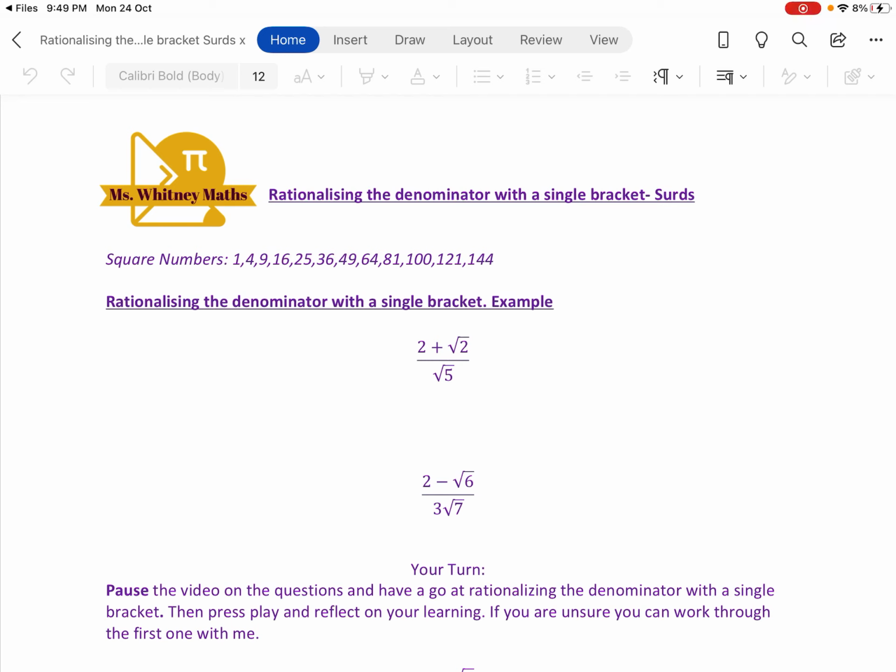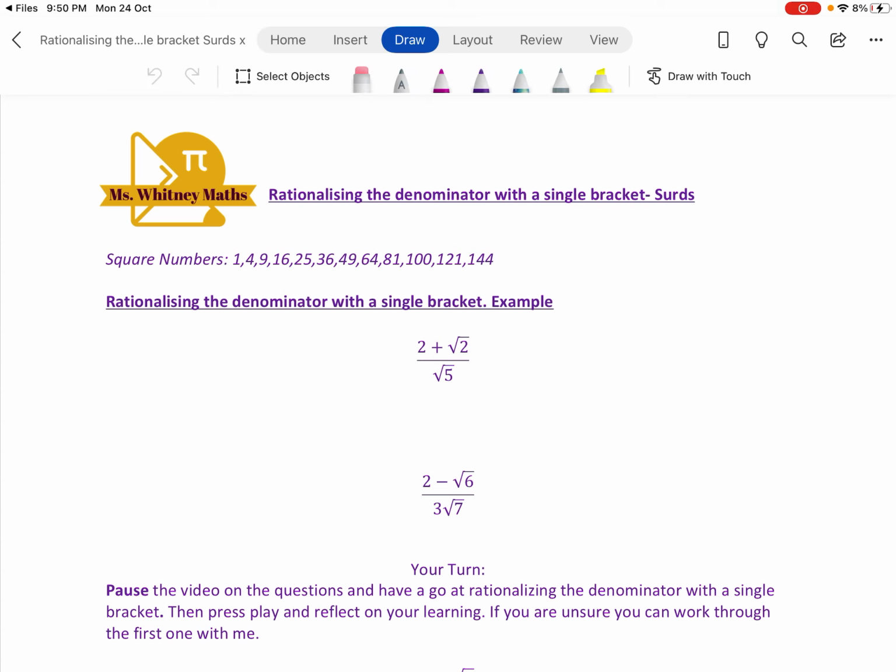When rationalizing the denominator with a single bracket, this often means that we need to expand a single bracket on the top. Sometimes we have them on the bottom as a denominator, but that will be a different video.